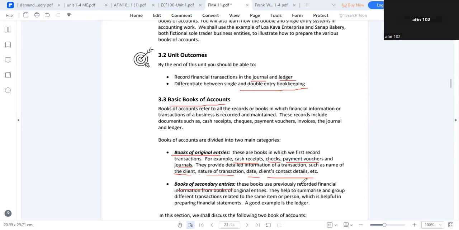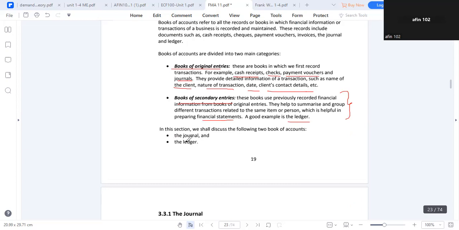We also have books of secondary entry, which are used after the original entries are done. They summarize, they group the transactions, they itemize them, and are also helpful for preparation of the final accounts. The best example is called a ledger. A ledger is simply a book of accounts. So we're going to look at the journals, ledgers, cash books.